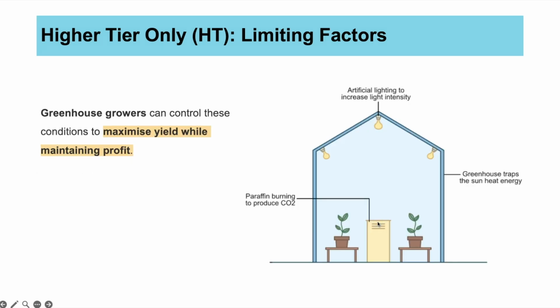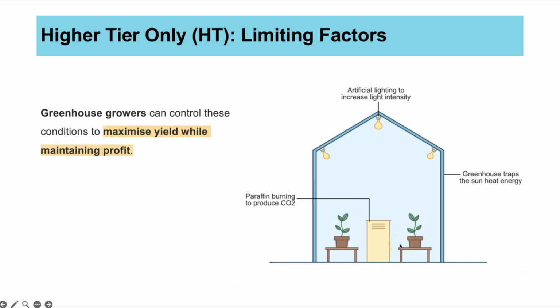Next slide is also for higher tier only, still linked to limiting factors, and it's knowing that greenhouse growers and farmers, they will use this concept of limiting factors to try and maximise their yield, which means the quantity of plant they are producing. And if they're producing more plants, that means they have more profit if that is what they're selling. So they will need to consider, is it worth them paying for lighting, so that's electricity, to increase the amount of plant growth and therefore what they have available to sell.